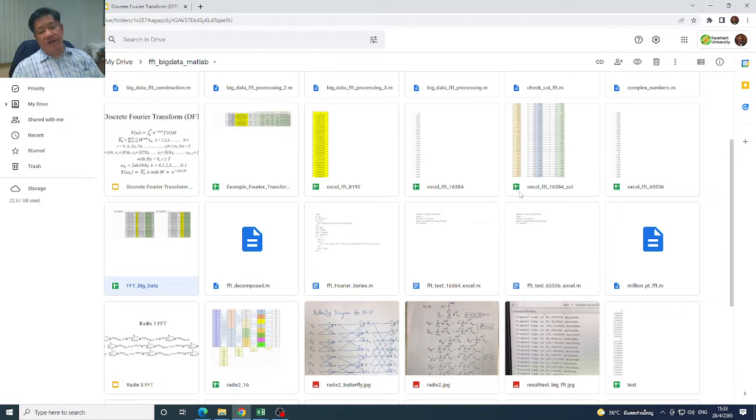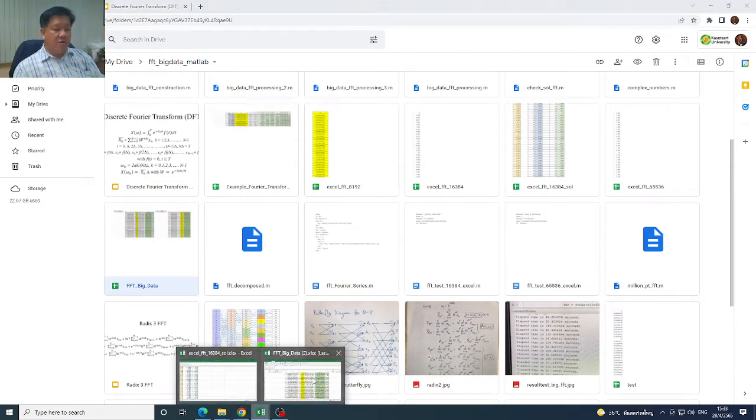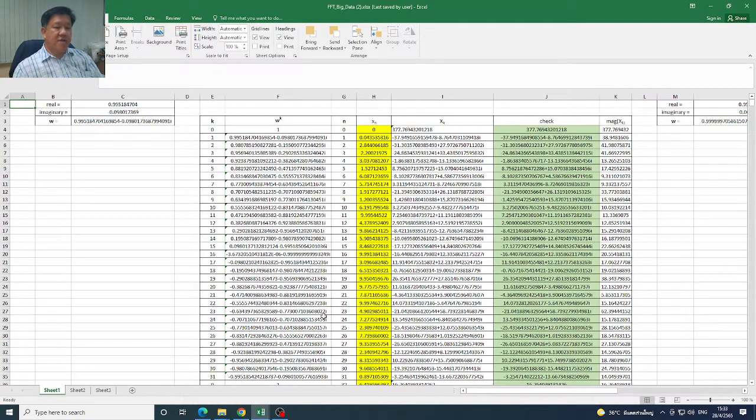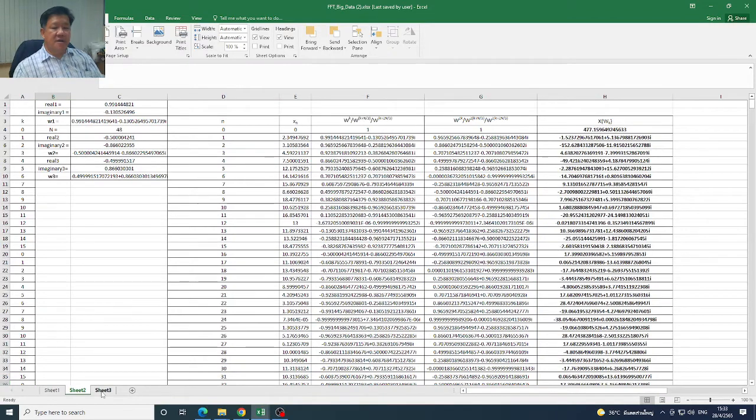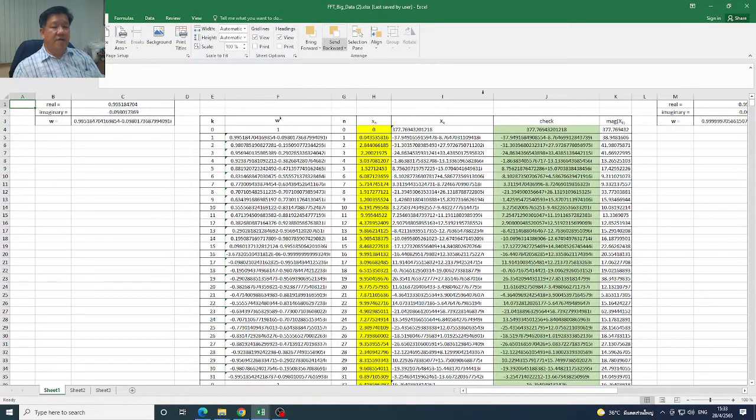I'm not sure we're gonna finish it in this clip or not, but we'll try. I already installed both the files here, but we're gonna start here with FFT Big Data. Actually, there exist 3 sheets here that will demonstrate the idea of the FFT algorithm.